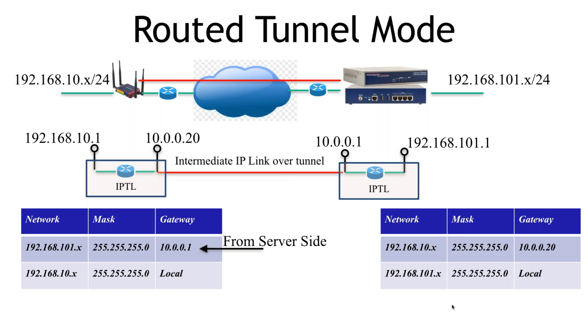So you can see we have a couple of little routing tables down here. You can see the server understands that 192.168.10, which is the client network, he will need to send that traffic to 10.0.0.20, which is the IP address on the tunnel link. He also has a 192.168.101, which is his local network. On the client side, he has a 192.168.101 network, which is the server-side network, and he has a gateway of 10.0.0.1, which is the server-side's internal IP address.